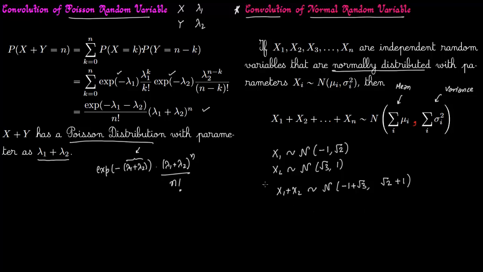This result is used very often, and that is why normally distributed random variables are so important, because it is easy to take their sum and come up with a new normal distribution which will have the mean as the sum of the means of the individual normally distributed random variables, and the variance is also the sum of the individual variances. So this makes our life very easy.